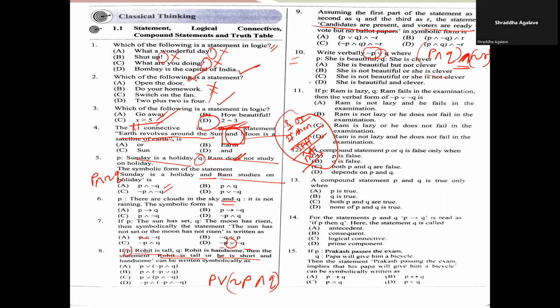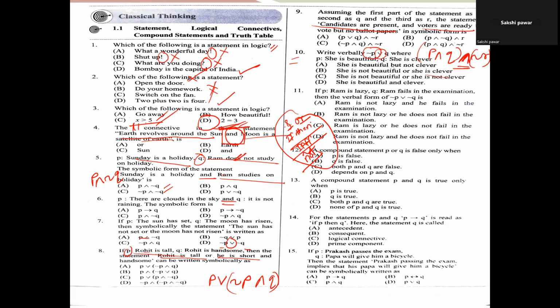Option D is correct, ma'am. B or D? D, ma'am. Someone is saying B. Option D, ma'am. D is correct. Good.